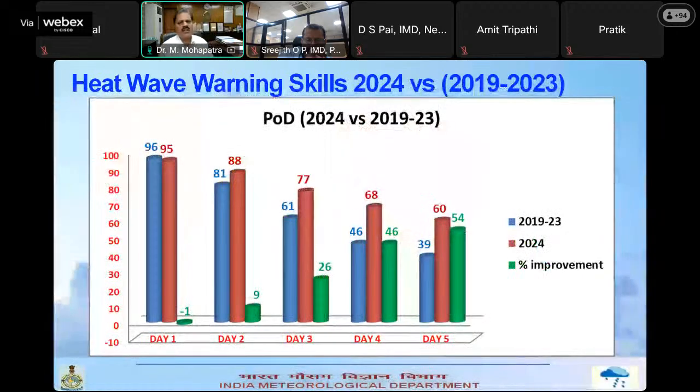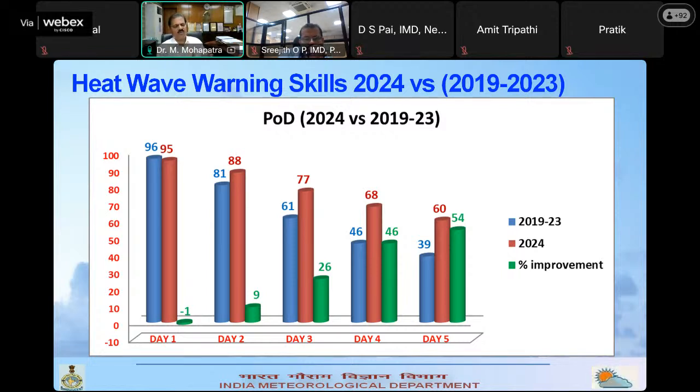Now let us look at the medium range forecast. What happened during the monsoon season? If you look at the probability of detection, the 2024 performance of IMD in predicting heat wave vis-a-vis 2019 to 2023, the last 5 years average skill. So what we find is that day 1 was almost similar, 26% and 8%. Because day 1, I would say, is not so important.